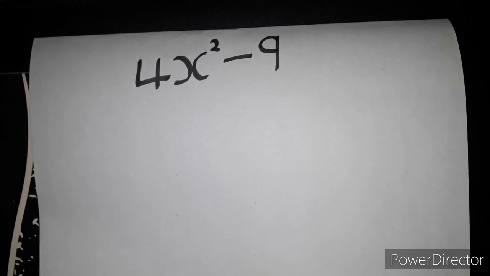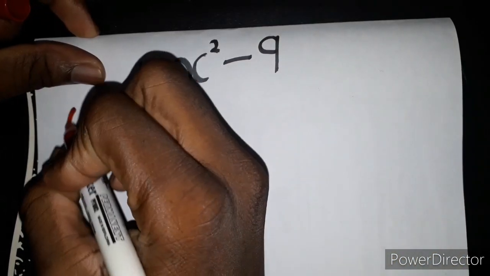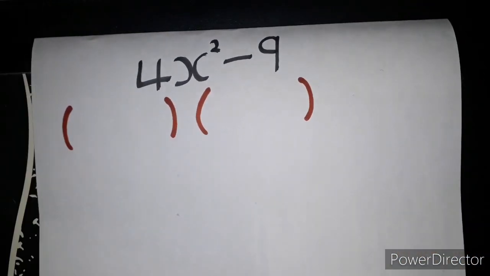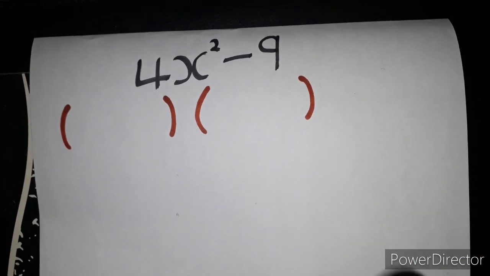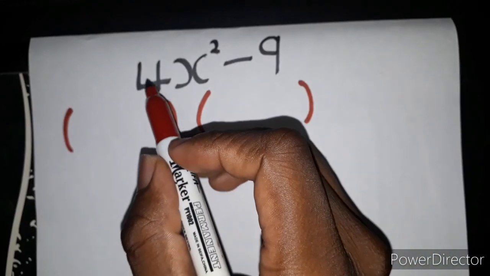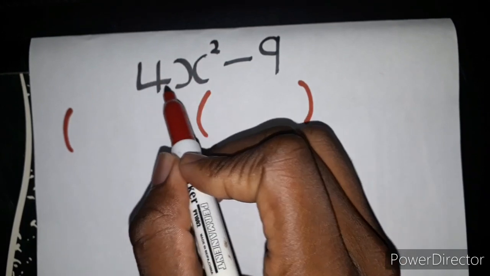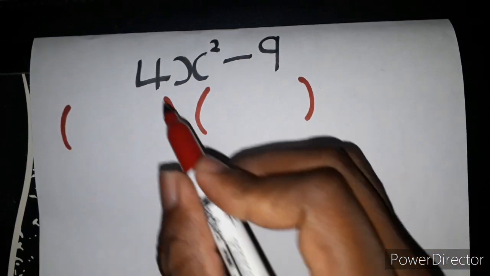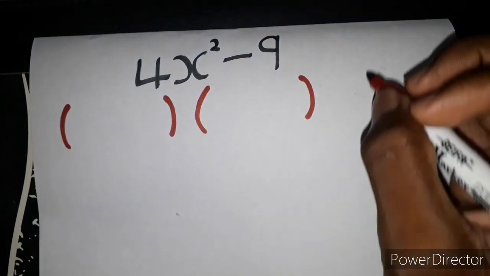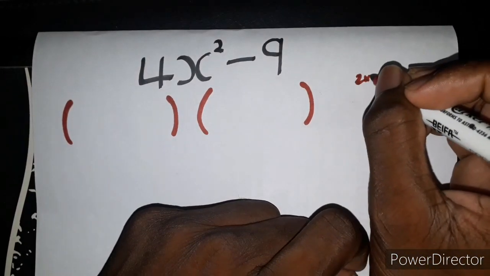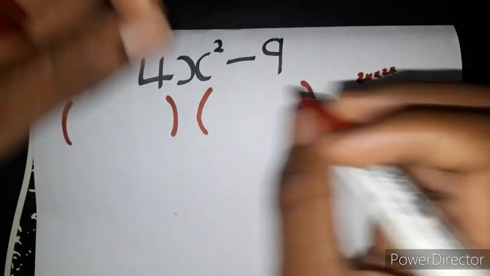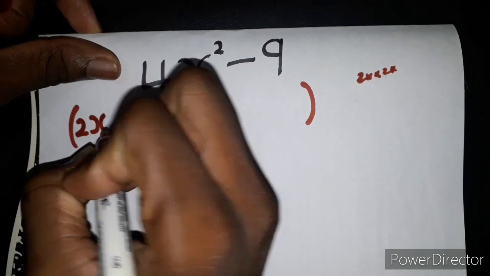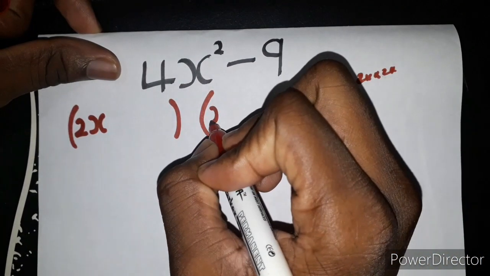Alright, for this method, it's one line. One line will give you the answer. First thing you do is draw two sets of brackets. In the first bracket, you try to find the square root of this term. What is the square root of 4x squared? What can we multiply by itself to give 4x squared? We know if we multiply 2x by 2x, that will give you 4x squared. So the square root of this is 2x. You put the 2x here, and also here.